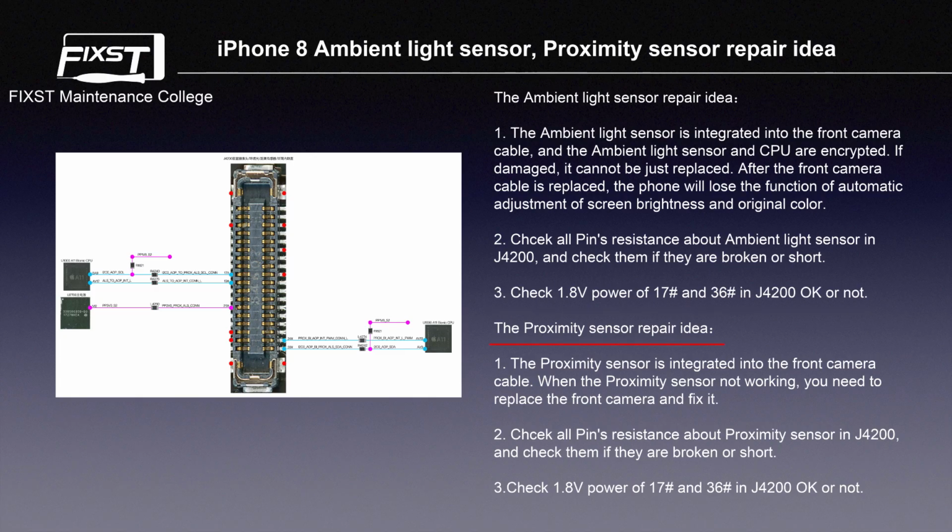Next is the proximity sensor repair idea. Number 1. The proximity sensor is integrated into the front camera cable. When the proximity sensor is not working, you need to replace the front camera to fix it. Number 2. Check the resistance of all pins related to the proximity sensor in J4200 and check whether they are broken or short. Number 3. Check whether the 1.8 voltage power of pin 17 and pin 36 in J4200 is okay or not.